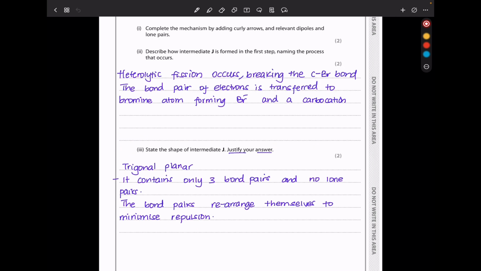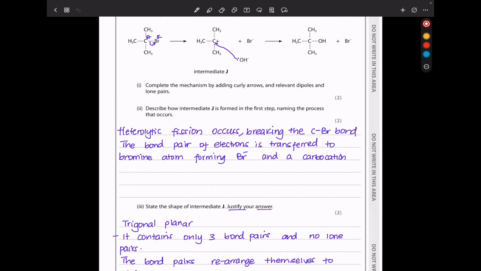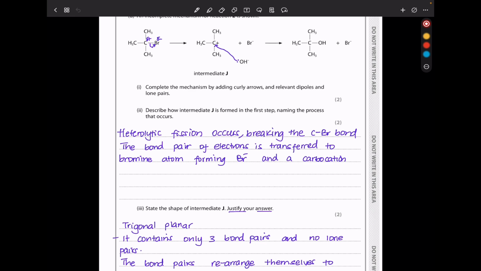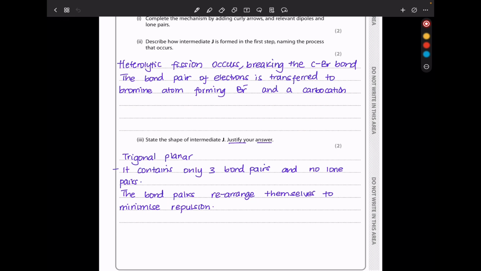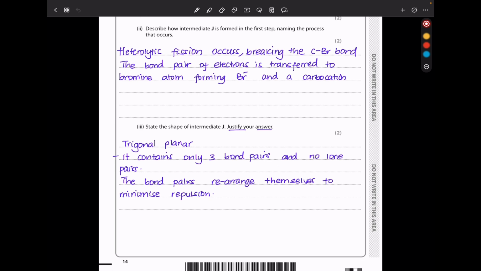And next they say state the shape of intermediate J and justify your answer. Intermediate J, which is this one here, is going to be planar. So it's trigonal planar because it contains 3 bond pairs and no lone pairs. So the bond pairs rearrange themselves into a trigonal planar shape to minimize repulsion.